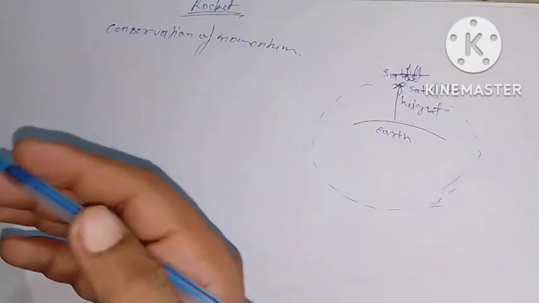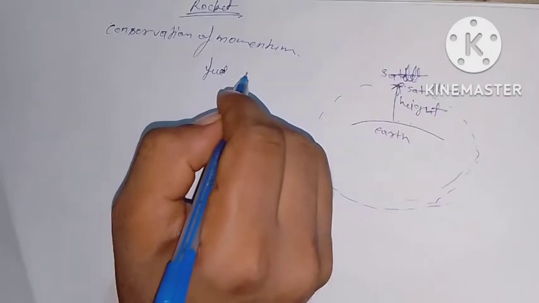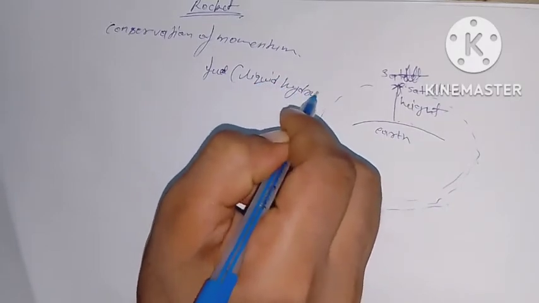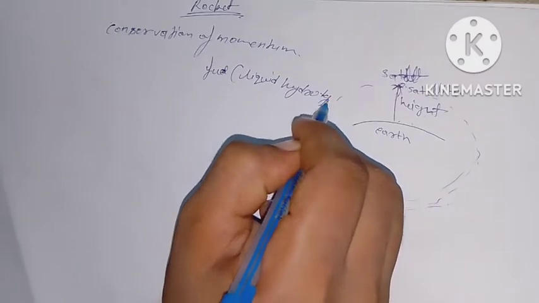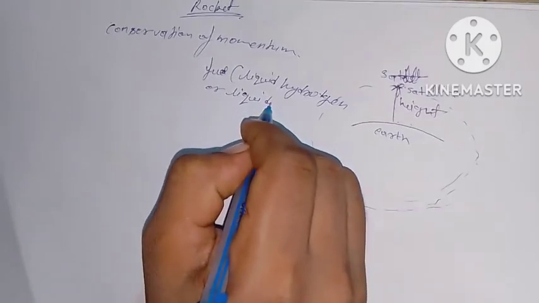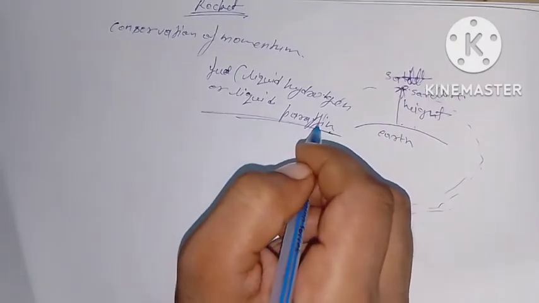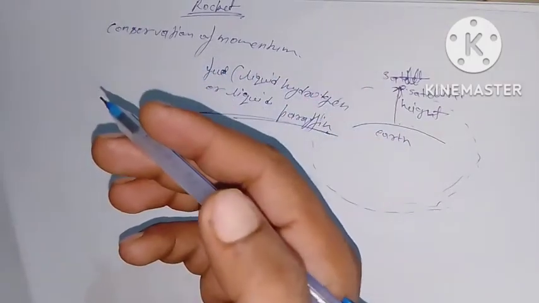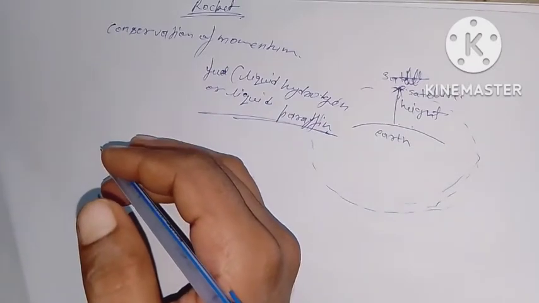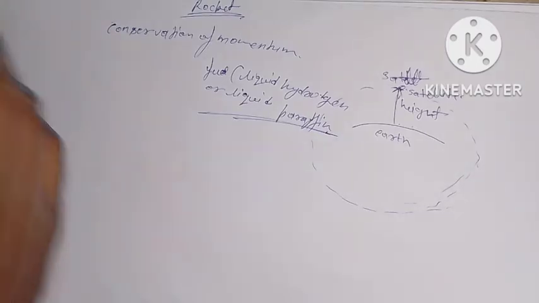A rocket carries both the fuel, like liquid hydrogen or liquid paraffin, and a suitable oxidizer like oxygen, hydrogen peroxide or nitric acid, okay, which burn in the combustion chamber within the rocket.